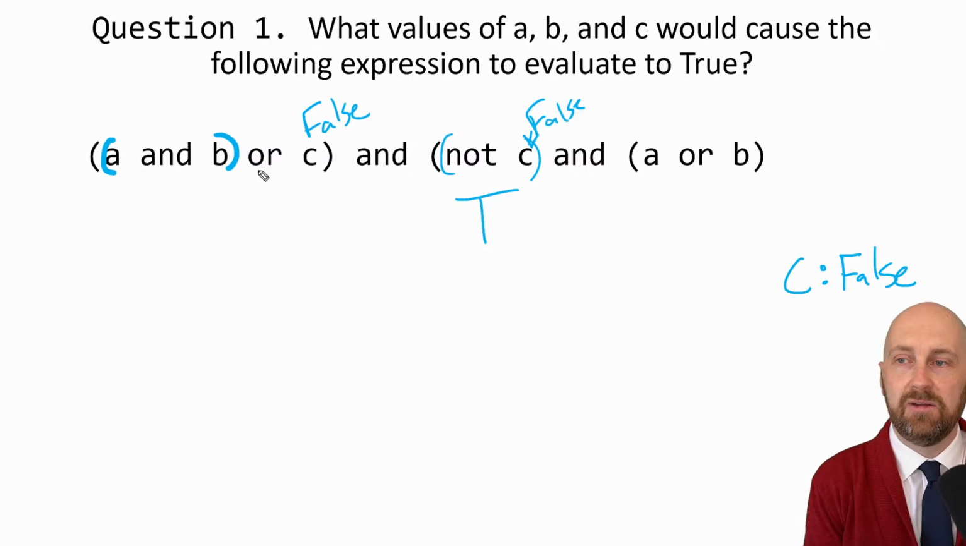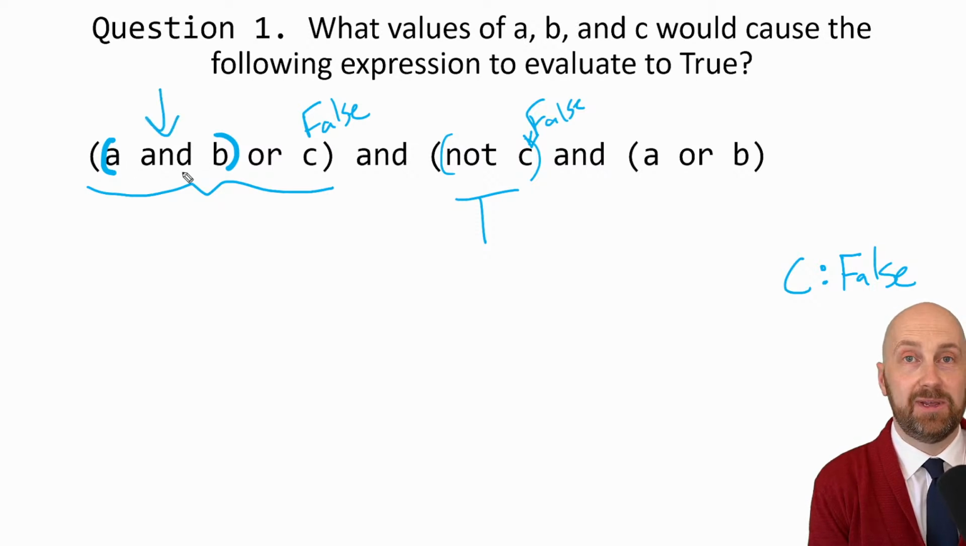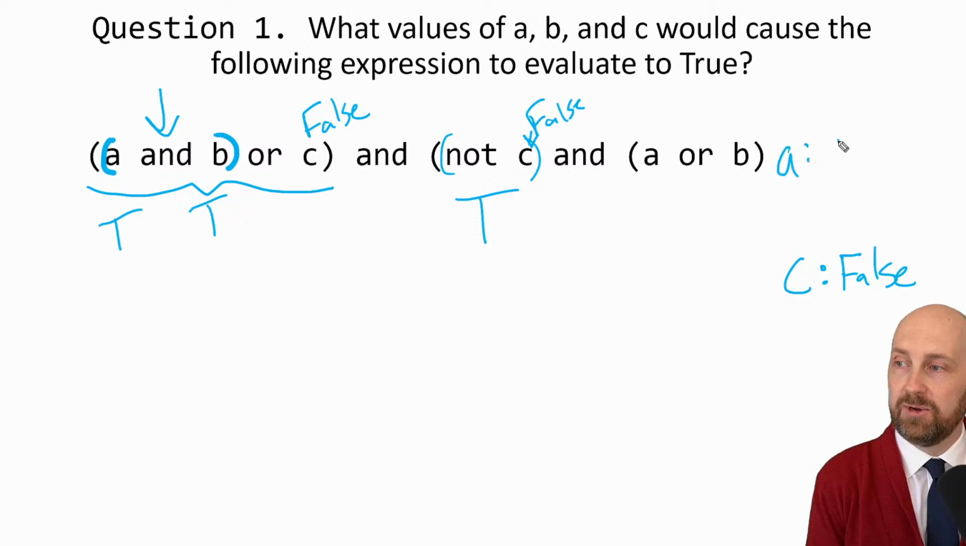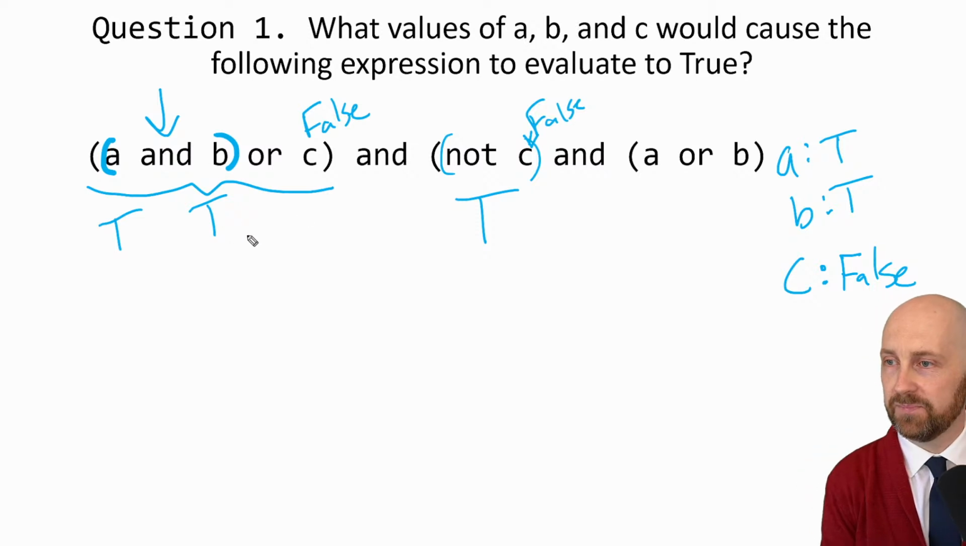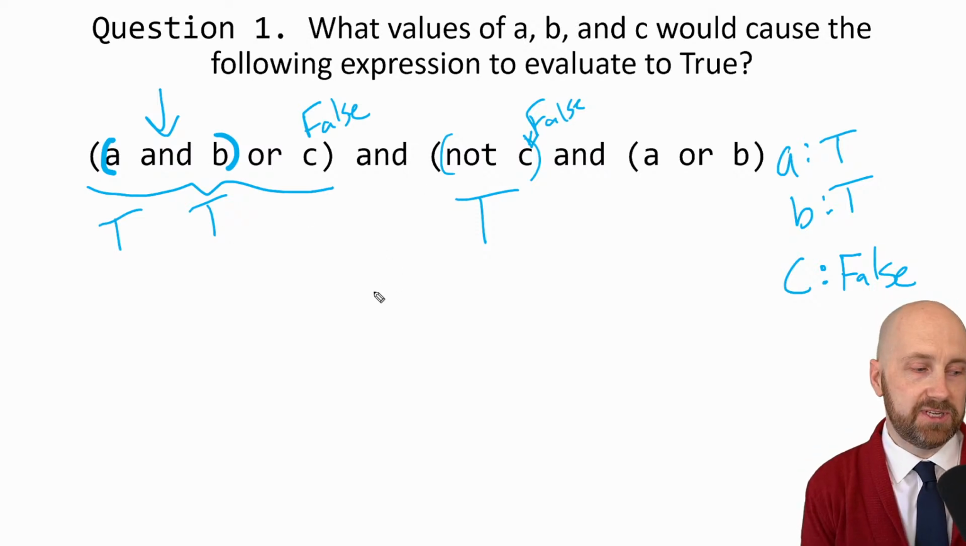On the other side, if we turn our attention back to the left-hand side of the outermost and, we see we've got A and B, or C, which is false. So we know that this sub-expression, A and B, must be true. So both A and B need to be true. So A is going to be true and B is going to be true. All right, and over 75% of you got that correct.